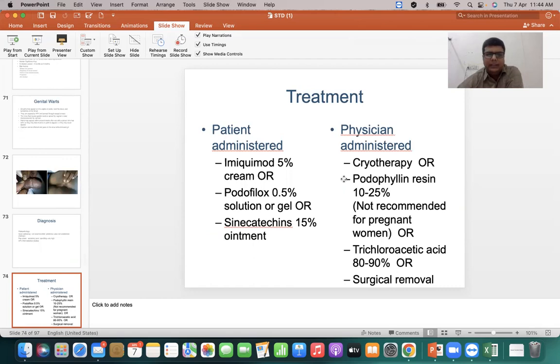Treatment is patient administered and physician administered. Patient can be prescribed imiquimod 5% cream or podophyllotoxin solution or gel or sinecatechins. Physician can do cryotherapy or podophyllin resin, which is not recommended for pregnant ladies, TCA or RF surgical treatment.